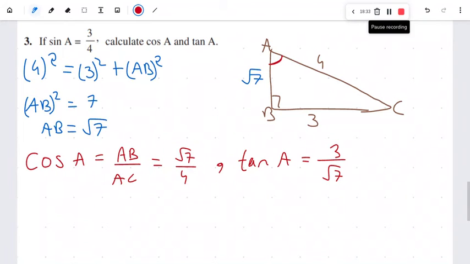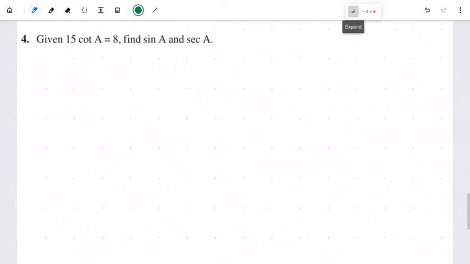Let's move towards the next question, question number 4. Now, students, our next question is, given that 15 cot A is equal to 8, find sine A and sec A. Now, how are we going to do this question? See this. When I talk about this question, it is a little bit tricky, but don't worry.